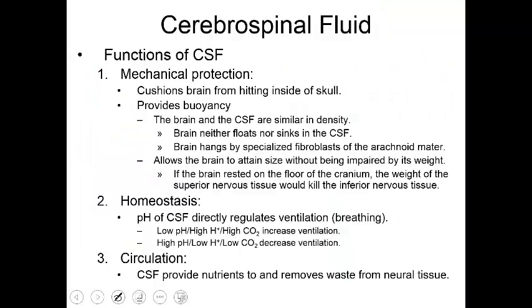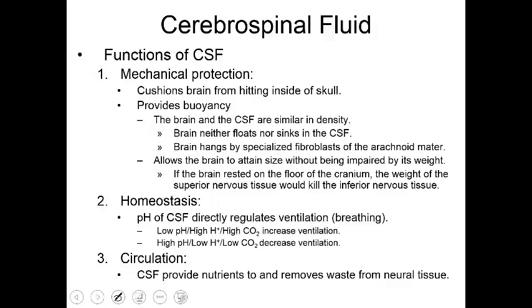Now cerebrospinal fluid is extremely important. One, it is a shock absorber, so it cushions the brain from hitting the inside of the skull, so it prevents impact. Now the density of the brain and the density of the cerebrospinal fluid are the same. So if you take a beaker of cerebrospinal fluid and put a brain in it, the brain is neither going to float to the top nor is it going to sink to the bottom, and that is because they are similar in density.